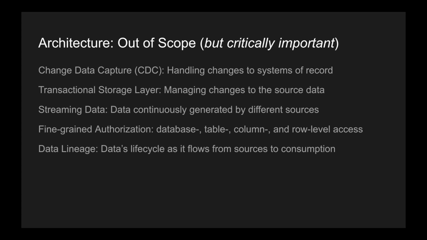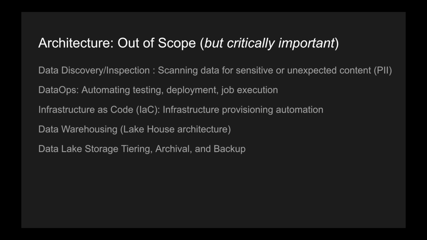Data lineage, data's life cycle as it flows from source to consumption. Data discovery and inspection, scanning data for sensitive or unexpected content, such as PII. Data ops, automating the testing, deployment, and job execution of resources related to our data lake. Infrastructure as code, infrastructure provisioning automation as it relates to our data lake. Data warehousing, and data warehousing in combination with our data lake, also known as the lakehouse architecture. Data lake storage tiering, archival, and backup.